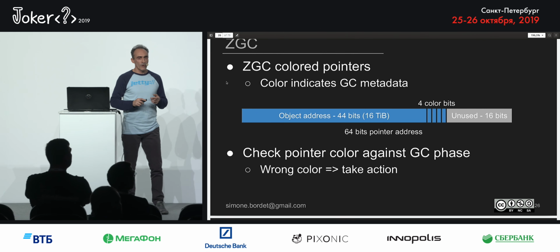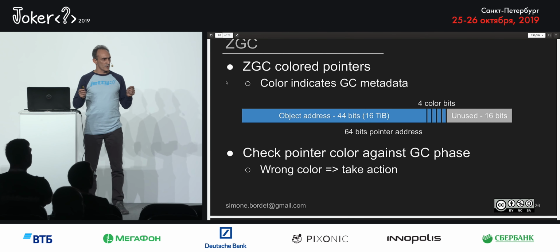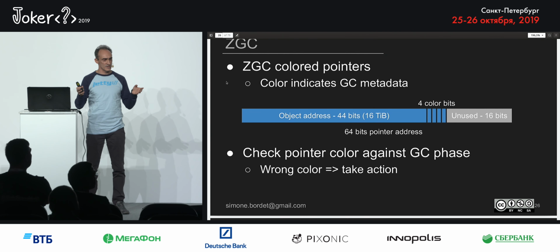Remember, ZGC only works with 64-bit pointers, okay? However, modern CPUs cannot use all the 64 bits to actually address memory. They can only use up to 48 bits. All the remaining bits are unused.